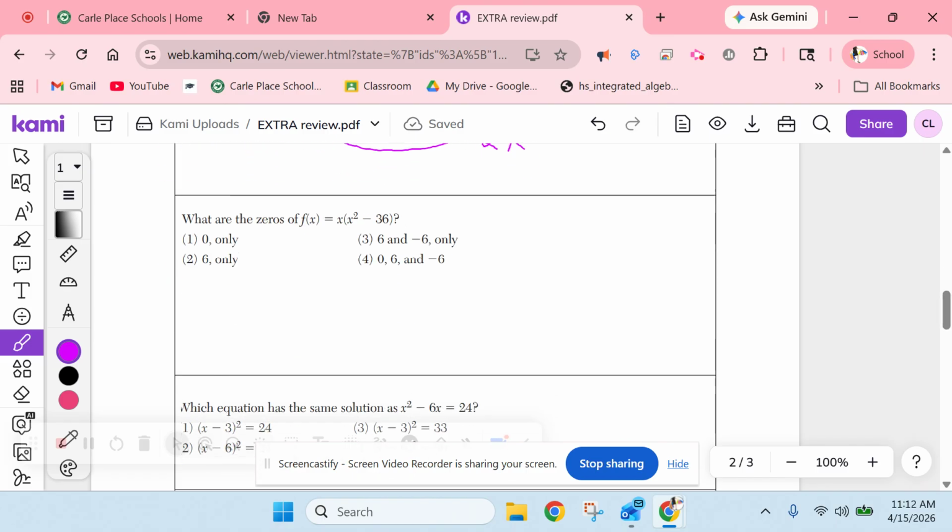Okay. What are the zeros? All right, so for this, you can totally do this on the calculator. You're just going to type it in the calculator and see where it touches the x-axis. All right? So hopefully I can bring up the calculator without messing all of this up.